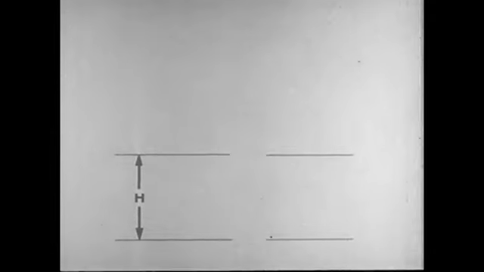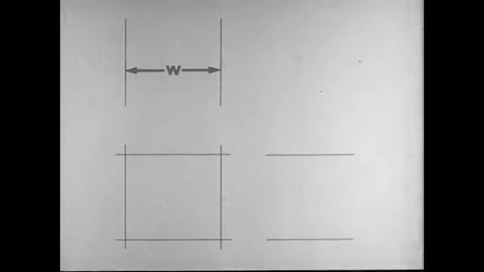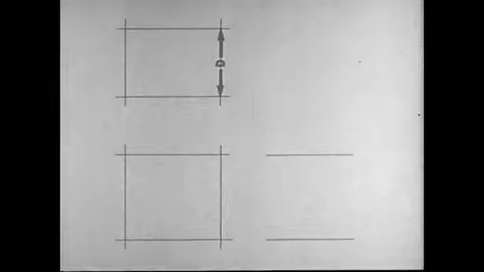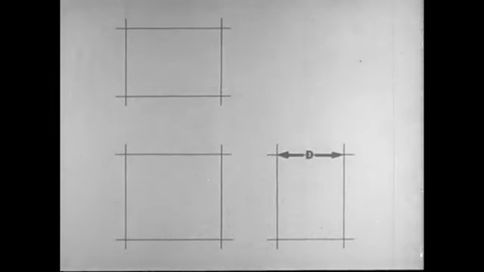Your first step is to lay out the height, which will be the same on the front and side views. Then lay out the width for the front and top views. Lay out the depth on the top view and transfer it to the side view. Always develop the views together.